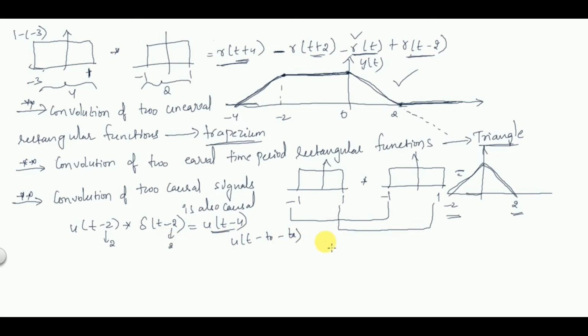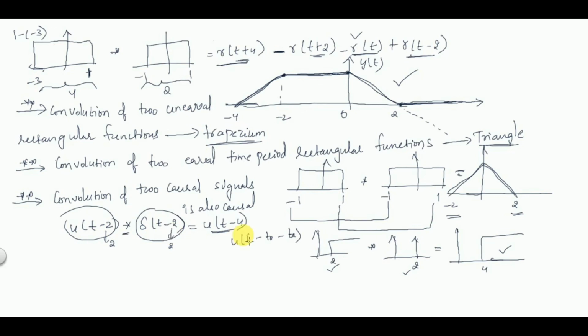Yes or no? So u of t minus 2, how can you draw this? It extends from 2 to infinity. Similarly, del of t minus 2 is also a causal signal, because it lies only at a positive value. This exists for positive values, this exists for positive values, and the resultant u of t minus 4 starts from 4 and ends at infinity, so it also exists for only positive values. If a signal exists for only positive values, then we call it a causal signal. So this is a causal signal, this is also a causal signal, and the convolution of these is also a causal signal.